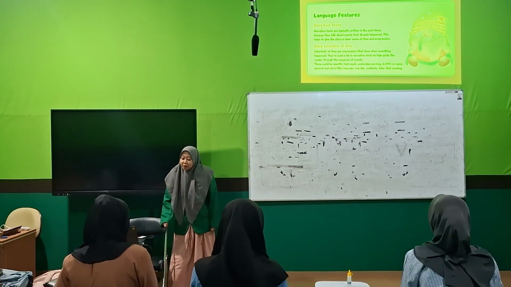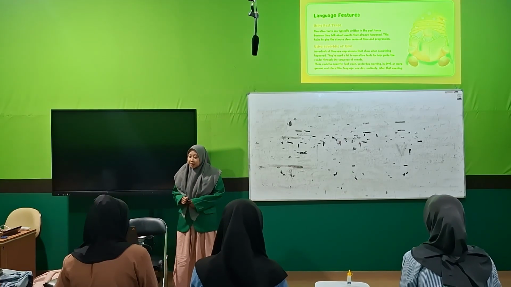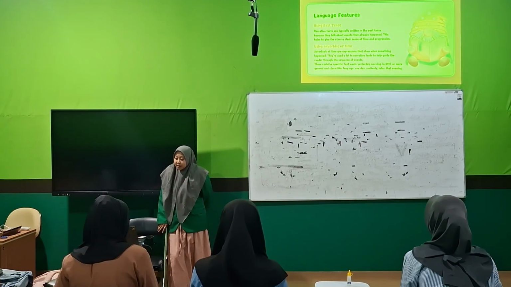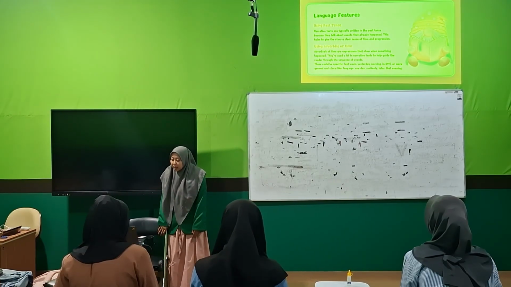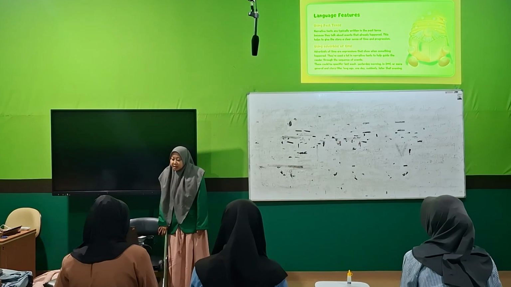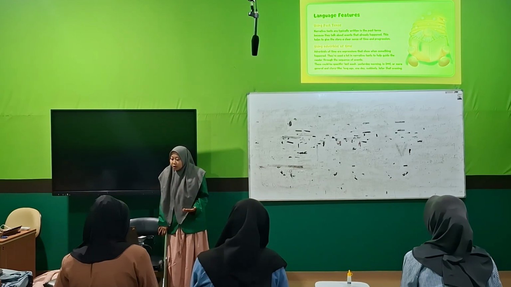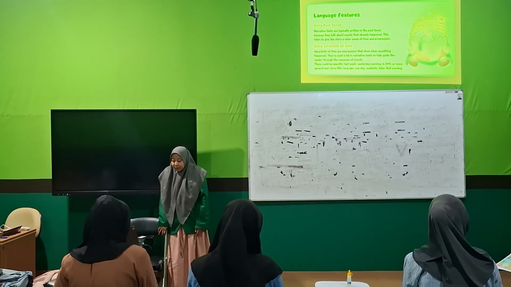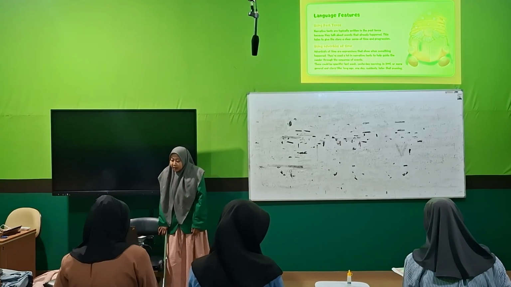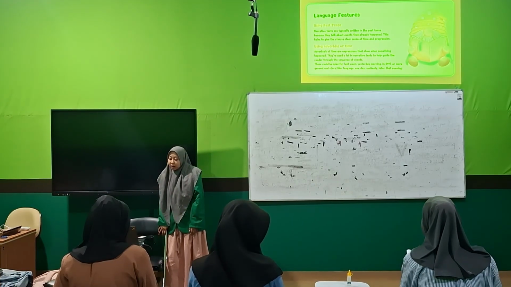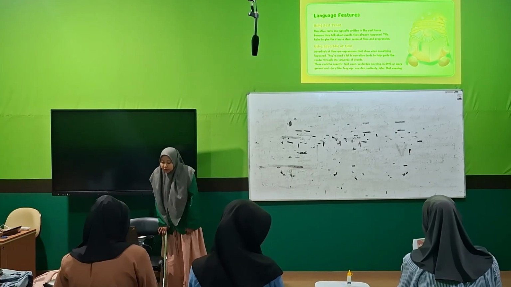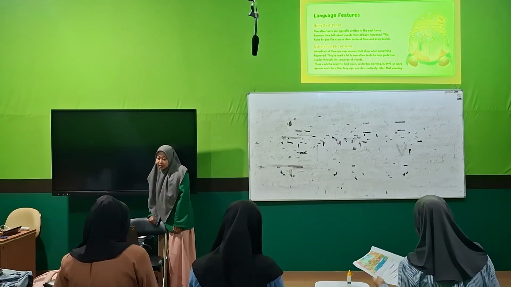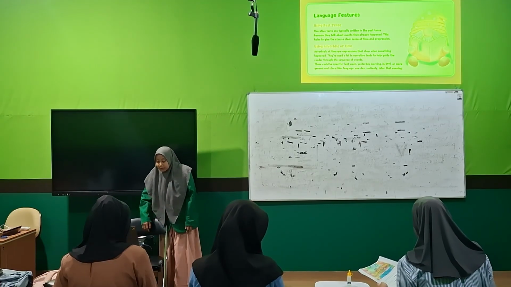The language features of the narrative text: the first is using simple past. These texts are typically written in the past tense because they talk about events that already happened. The second is using adverbial of time. Adverbials of time are expressions that show when something happened.